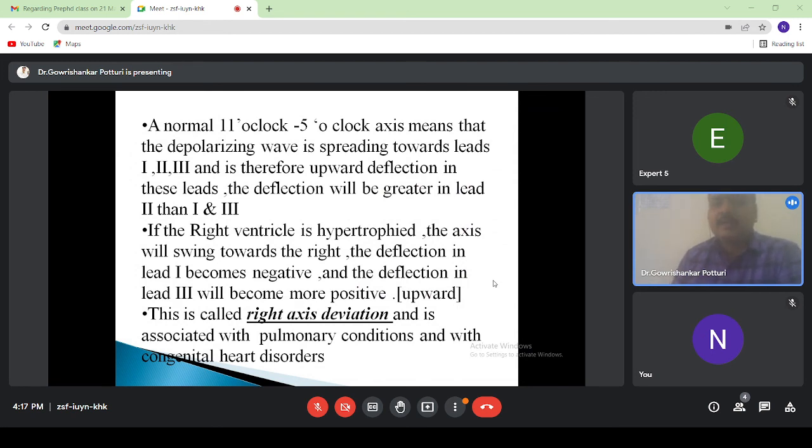If the right ventricle is hypertrophied, suppose there is right ventricular hypertrophy, the axis will swing towards the right instead of left. The deflection in lead 1 becomes negative and the deflection in lead 3 will become more positive. This is called right axis deviation and is associated with pulmonary conditions and with congestive heart disorders.